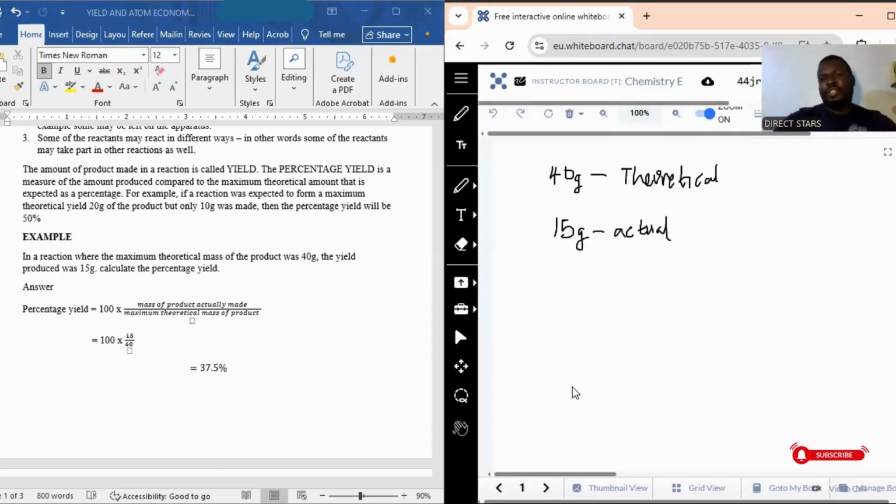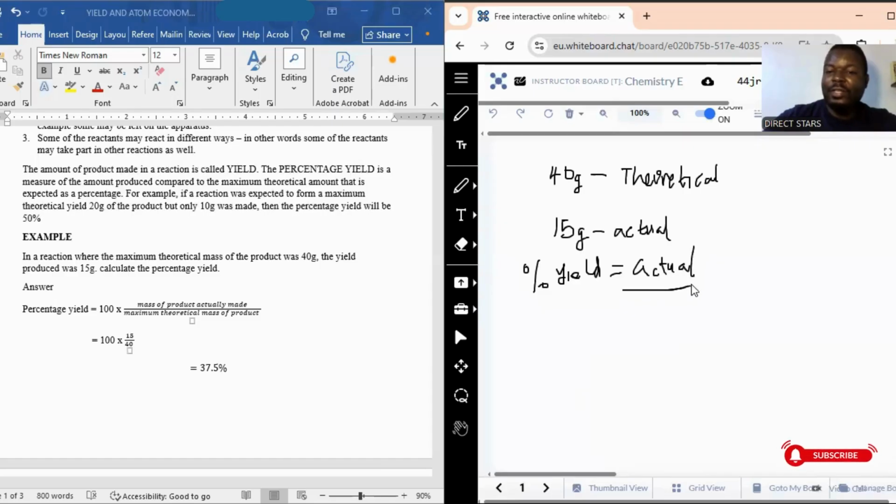What mathematical relationship do we have? Or what's the mathematical formula for getting percentage yield? It's simply percent yield is equal to the actual, which is always less, over the theoretical, times 100.